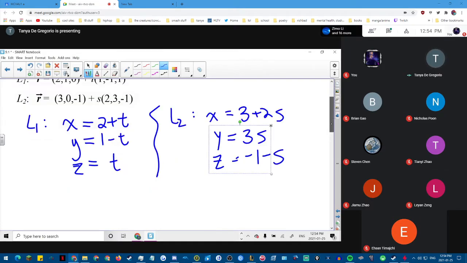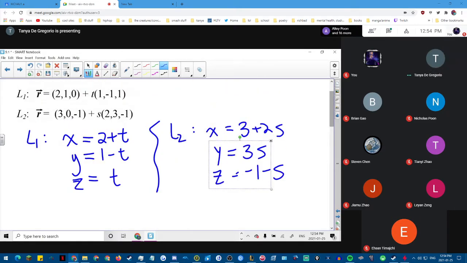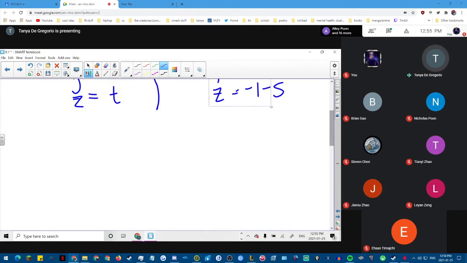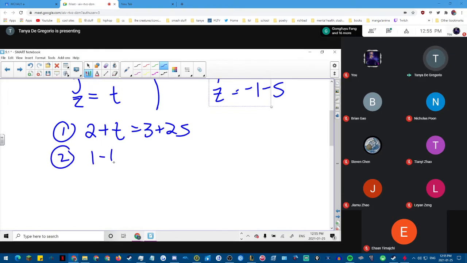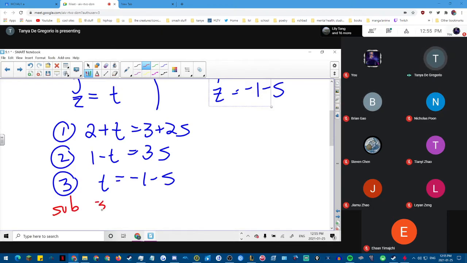Good. So here I have 1, 2, 3, setting them equal to each other. So my first equation, I want my x's the same. My second equation, I want my y's the same. And then my third equation, I want my z's the same. Okay. So now what? What should I do from here? Which one should I work with? Sub 3 into 2. Yeah, 3 is already isolated for us.